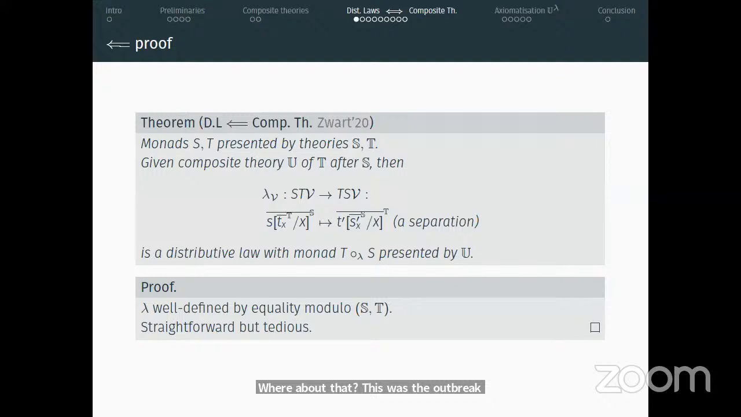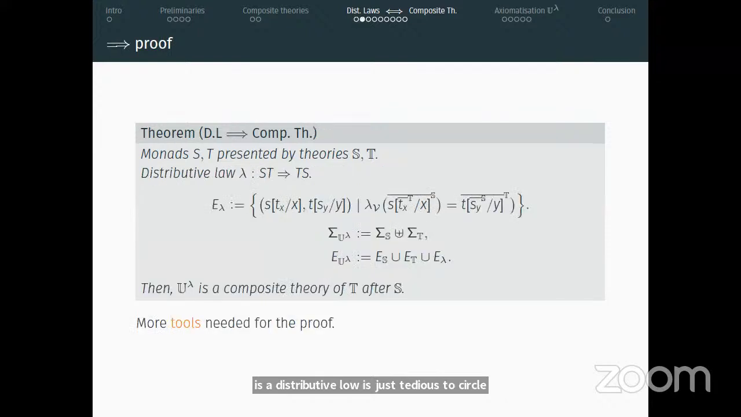So in that direction, when we start with the composite theory, we can build a distributive law that, given the term in SC, just takes the representative and gives the separation of it. This is well defined because of this equality modulo ST, because of this essential uniqueness. And checking that this is a distributive law is just tedious but straightforward. So that was the easy direction.